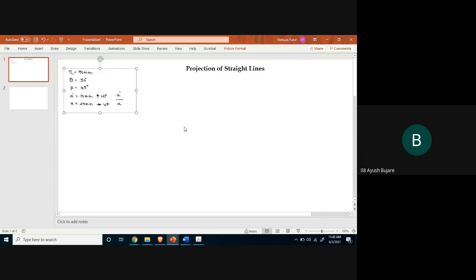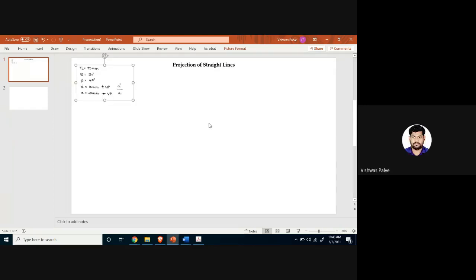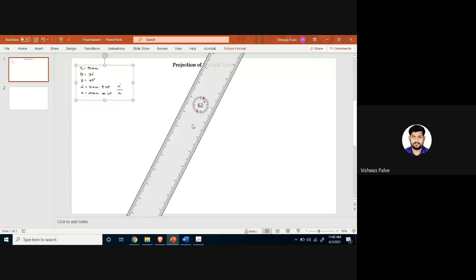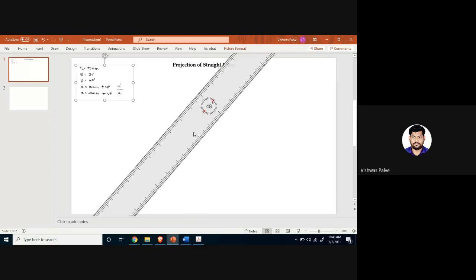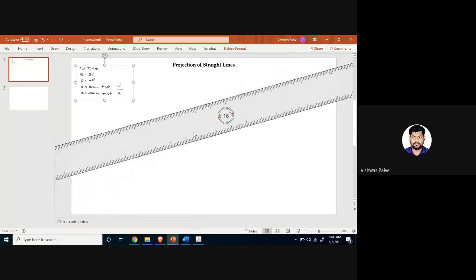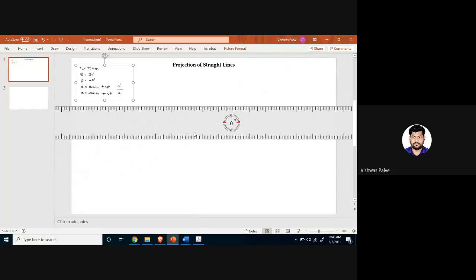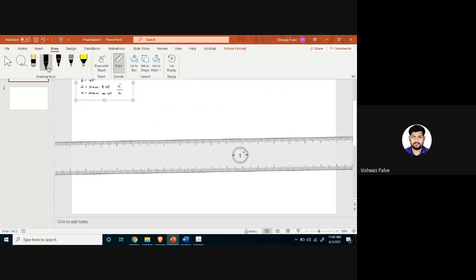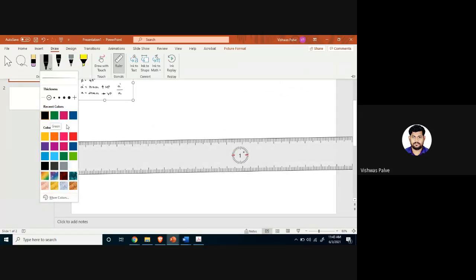If there is no difficulty, we can move further. Now, whenever we want to start a line problem, because I require the scale, I have switched to this PowerPoint presentation. In that, the first step is I will use a different color. For projection, I'll use green color.